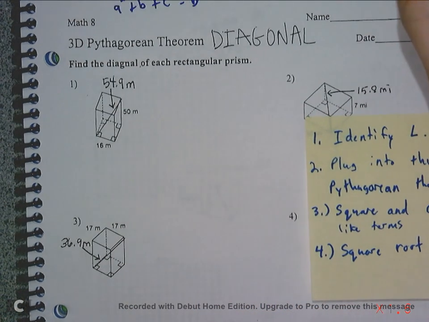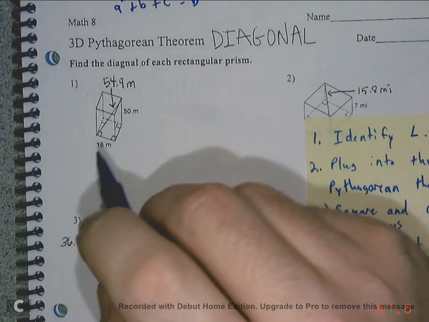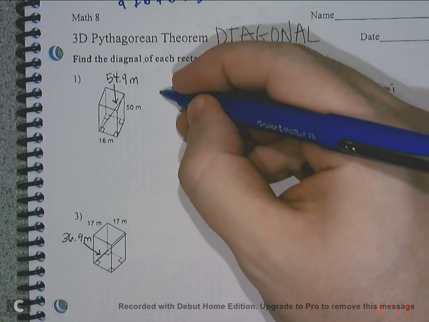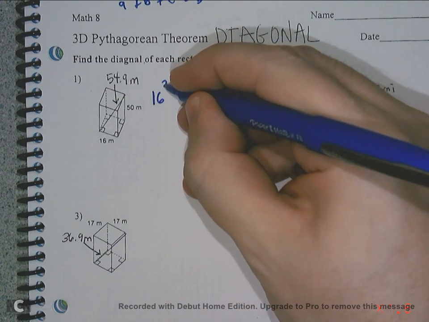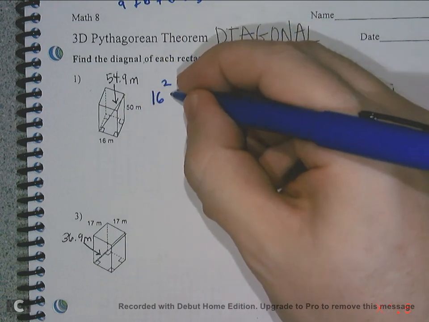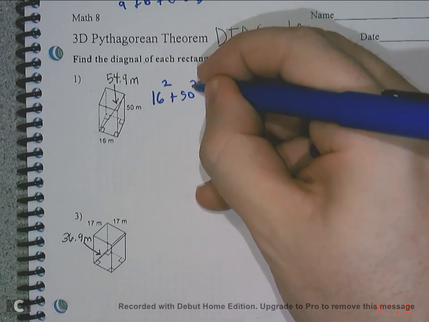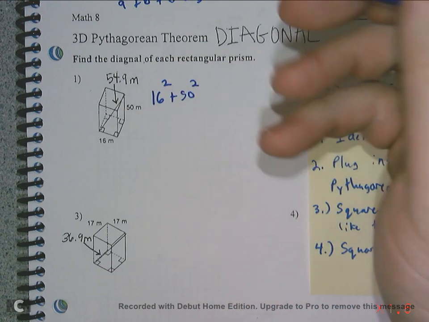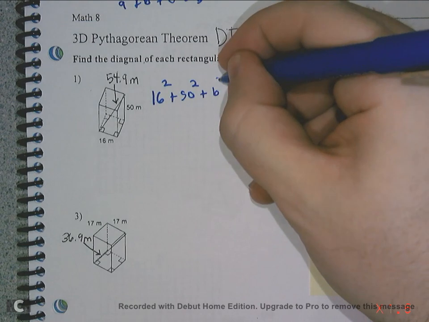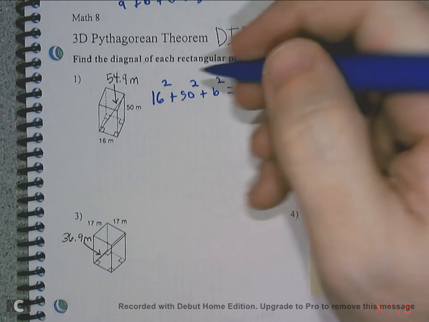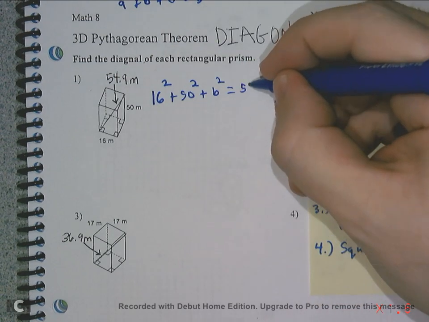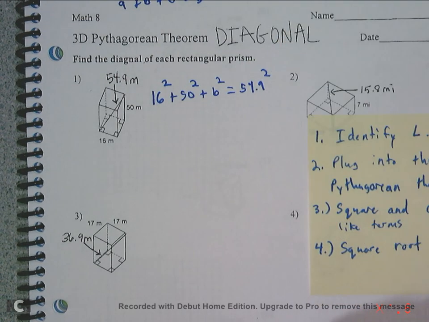Okay? So, for example, on this problem right here, I've got a length of 16. So 16 squared, and then I've got a height of 50, so plus 50 squared. I do not have a width, so I could call it W, it doesn't really matter. I'll call it B. B squared, and then that's going to equal this diagonal, which is 54.9 squared.